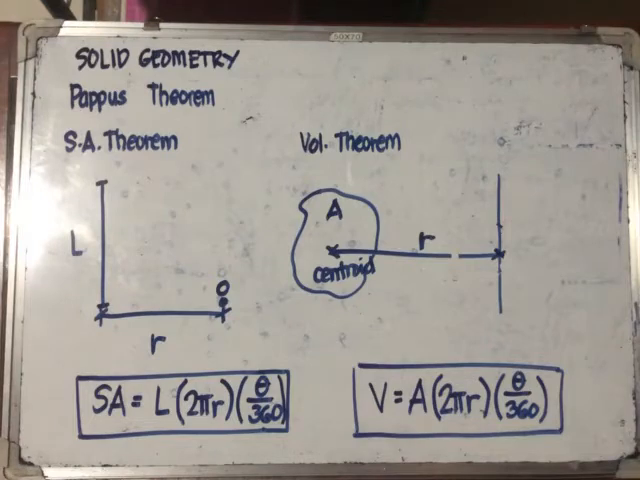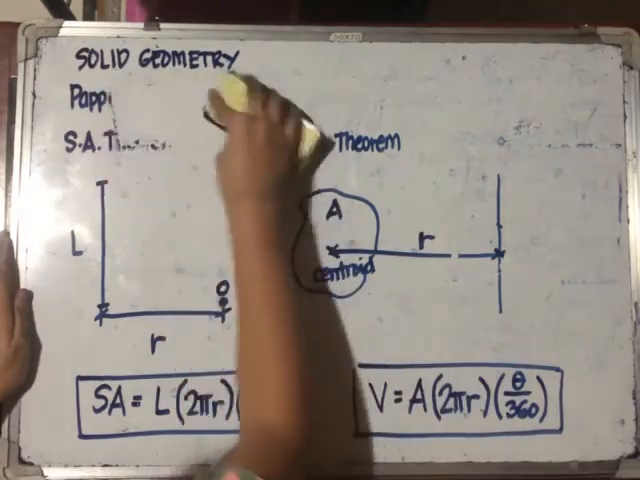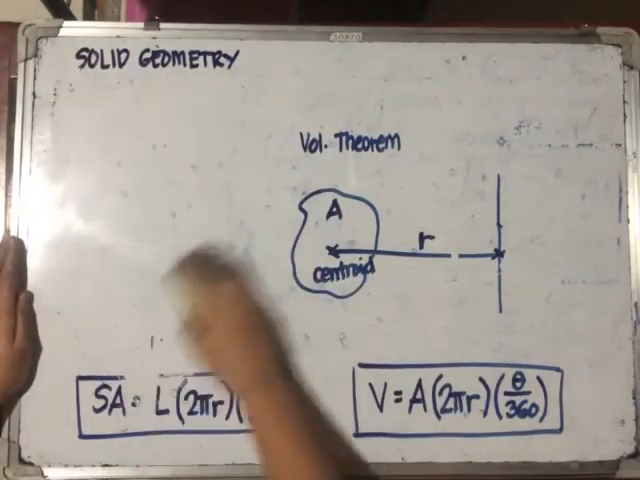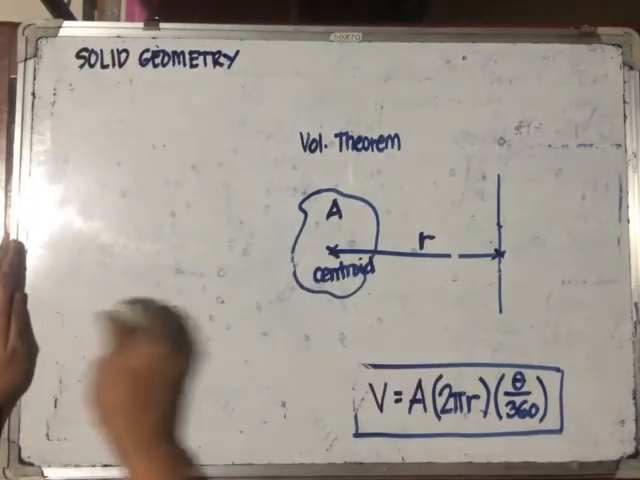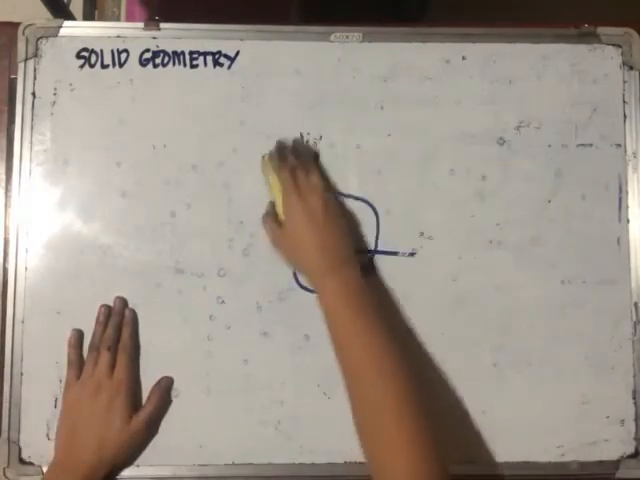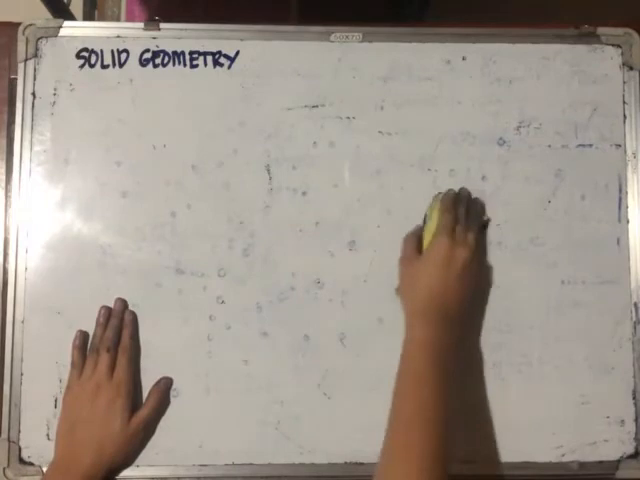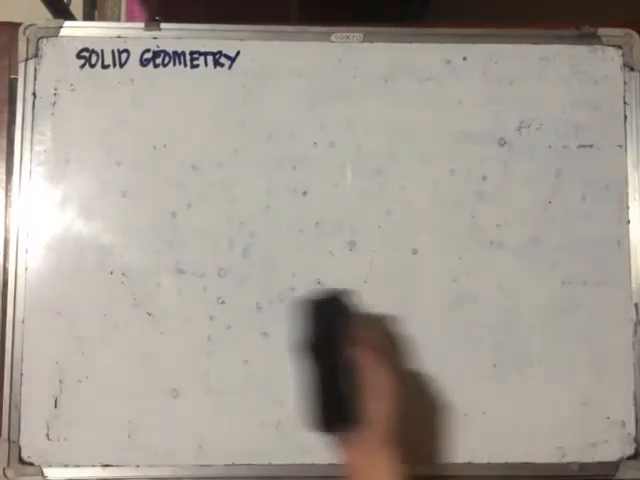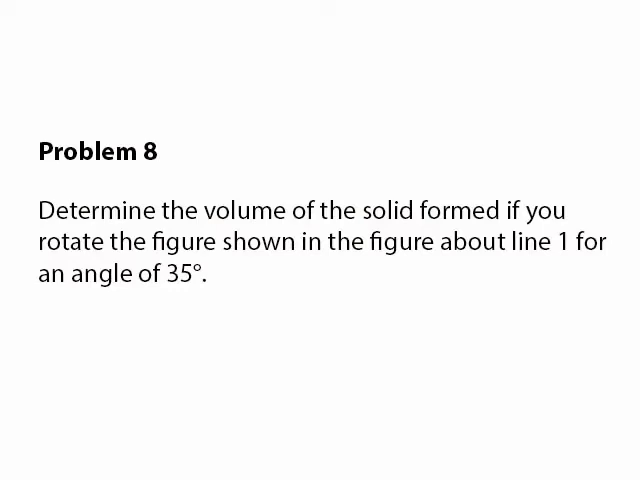Okay? So, that's for our Pappus theorem. And we have one problem here. Yan. So, this is a practice na pag nagko-compute kayo kasi mostly when I took my board exam, I remember under statics na topic, moment of inertia, computation of centroid, ganyan, nagagamit ko din to. Okay? So, determine the volume of the solid form if you rotate the figure that is shown in my drawing here for an angle of, let's say, 35 degrees.